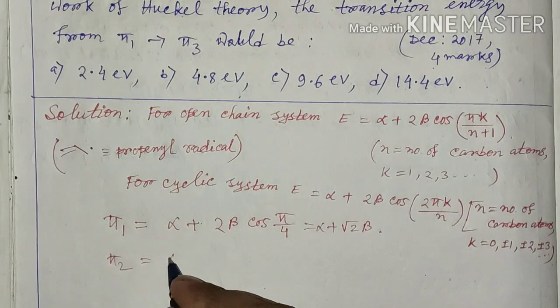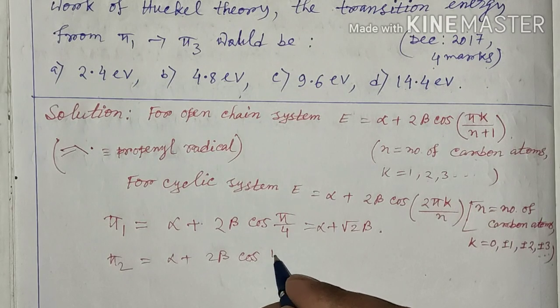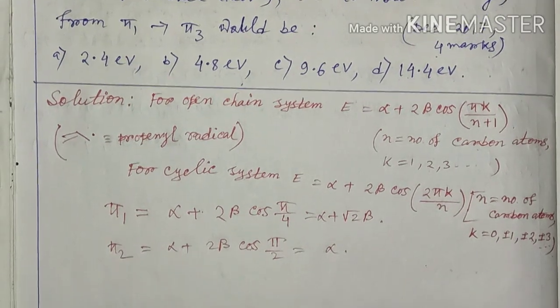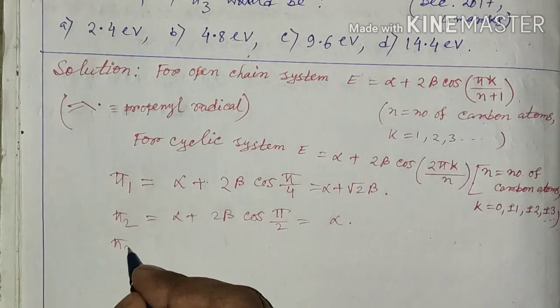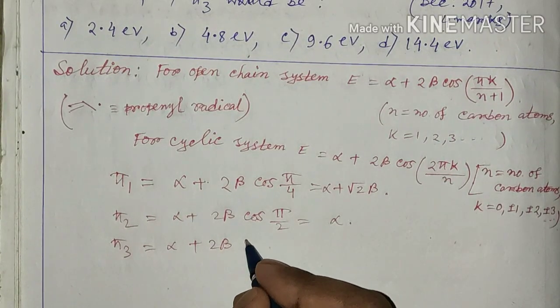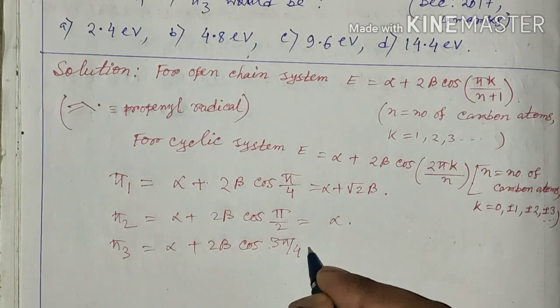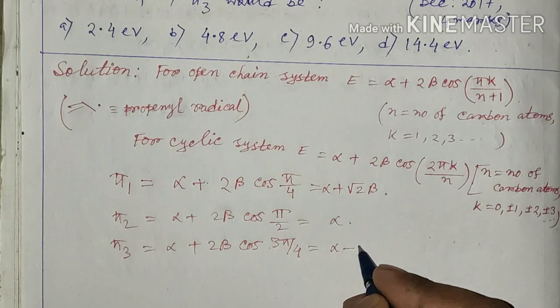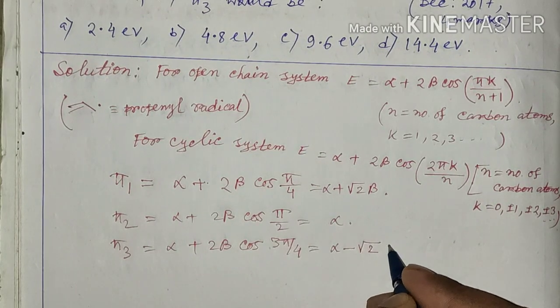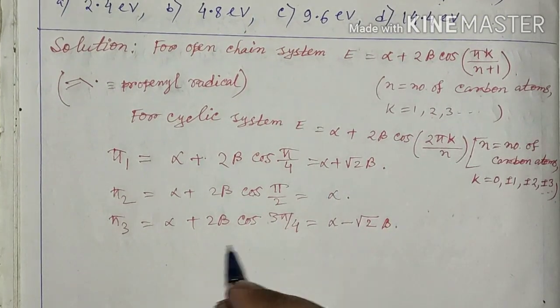Pi 2 will be alpha, and pi 3 will be, for 3 pi by 4, you can calculate step by step. I am just giving the value and calculating the energy level.